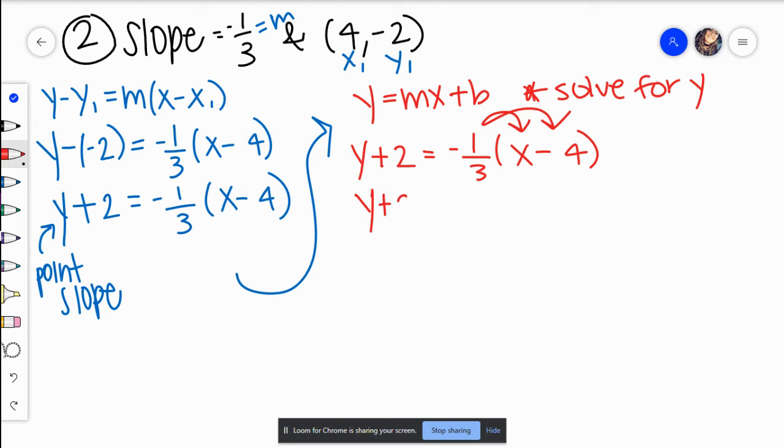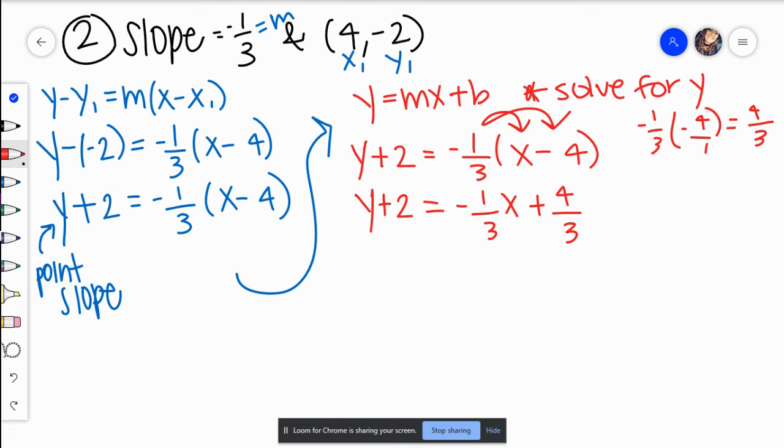And what we get is y plus 2. I have a negative 1/3 times x, and then I have a negative 1/3 times a negative 4. Those signs are the same, so it'll be positive, and that 4 just goes right into the numerator, because you multiply straight across the top and the bottom, and that technically can be written over 1.